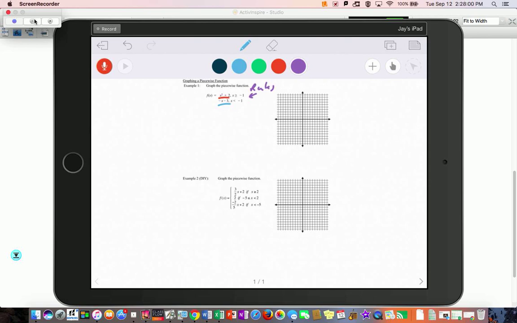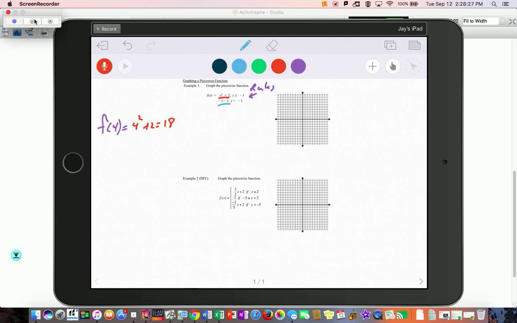So example, the other day we talked about if I do f of 4, I would say 4 is bigger than 1. So I would put this into the red function. 4 is bigger than the negative 1. So I would have something like 4 squared plus 2. So I would get an answer of 18. So it's a piecewise function. You only get one output.